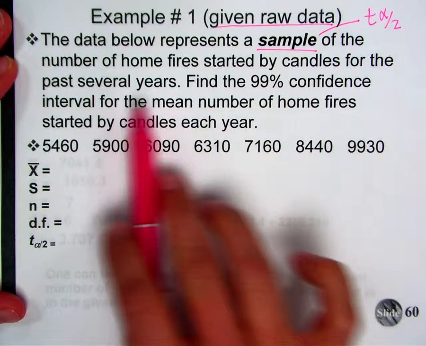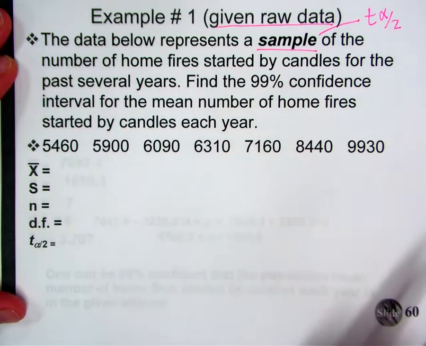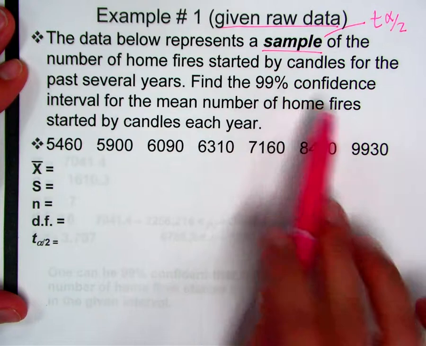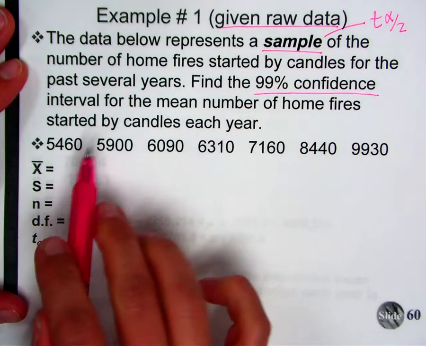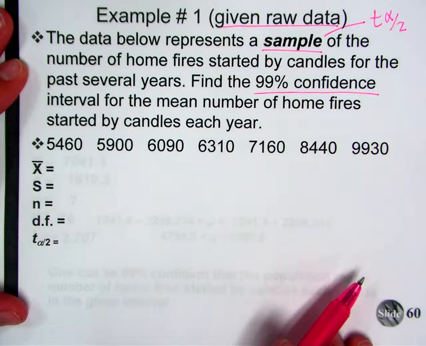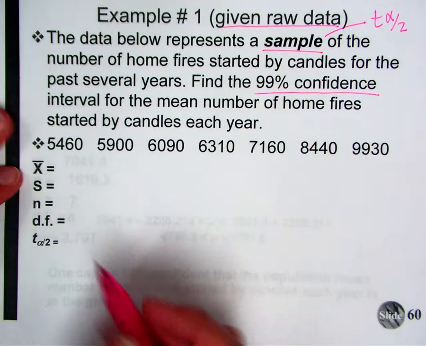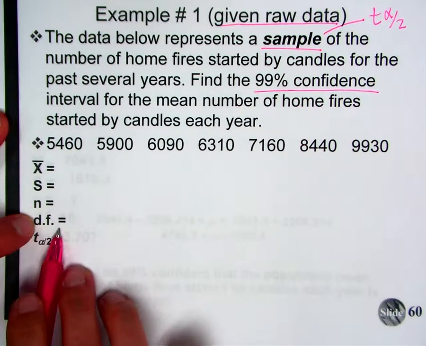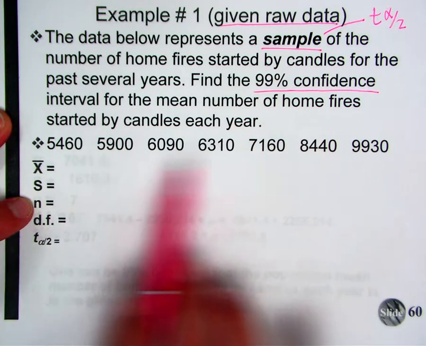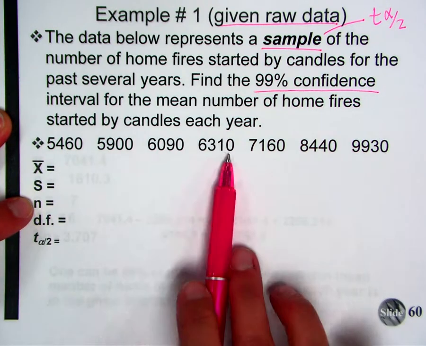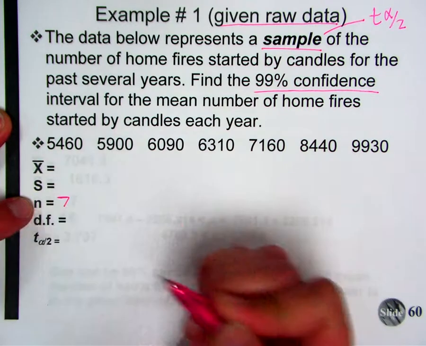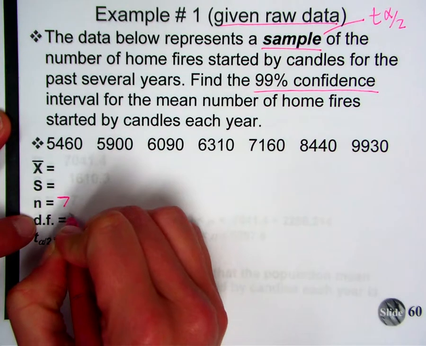So the bottom represents a sample of the number of home fires started by candles for the past several years. Find the 99% confidence interval for the mean number of home fires started by candles each year. So right away, let's go through and write what N is equal to and what DF is equal to. N is the number of how many I have in the sample. So I have 1, 2, 3, 4, 5, 6, 7. I have 7 homes, which means my DF is going to be 6.